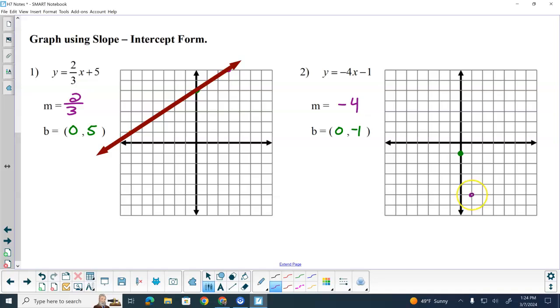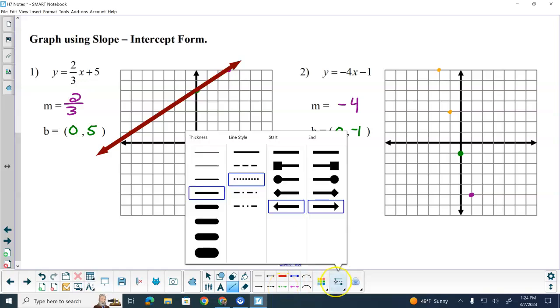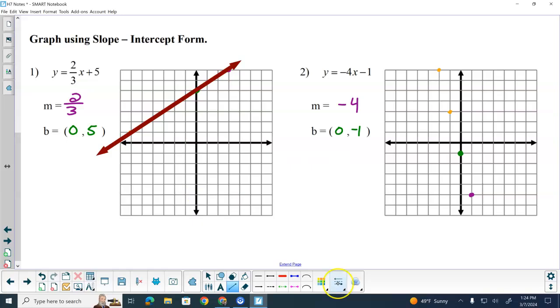Remember, if you're not given a fraction for a slope, like number 1 was 2 over 3, that's nice and easy. But you can put any number over 1. So for number 2, we're going to put -4 over 1. So that's going to be our rise and our run. If you want to get crazy, you can put -4 over 1 if your heart really desires.